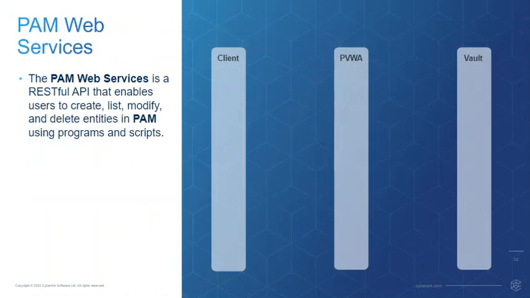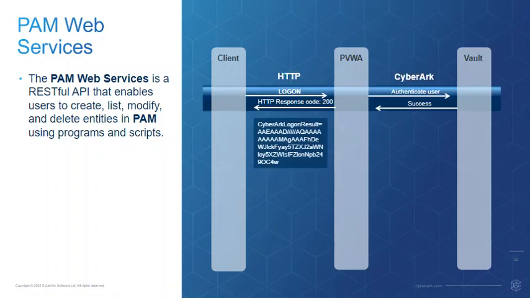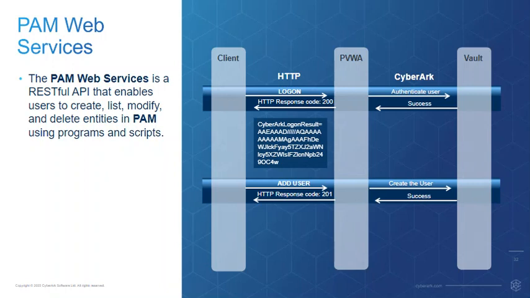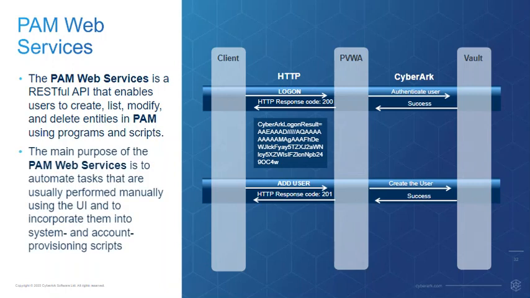The PAM Web Services is a RESTful API that enables users to create, list, modify, and delete entities in PAM using programs and scripts. The main purpose of the PAM Web Services is to automate tasks that are usually performed manually using the UI and to incorporate them into system and account provisioning scripts.